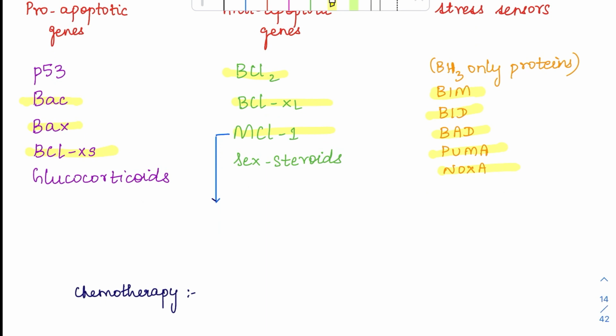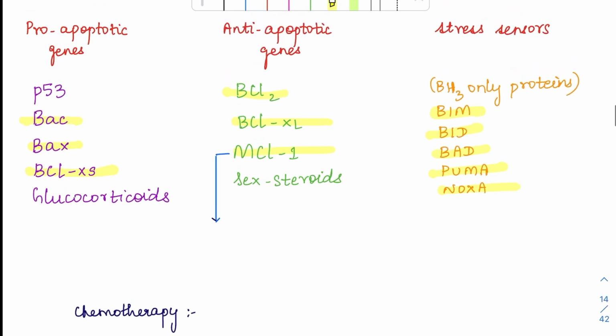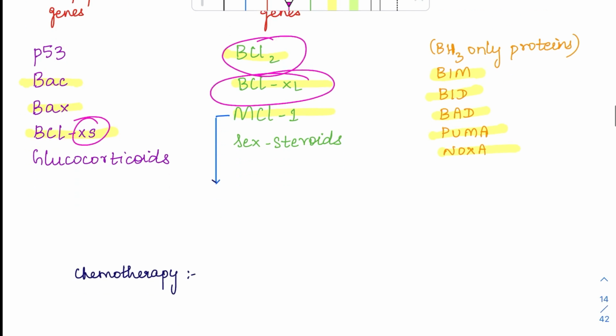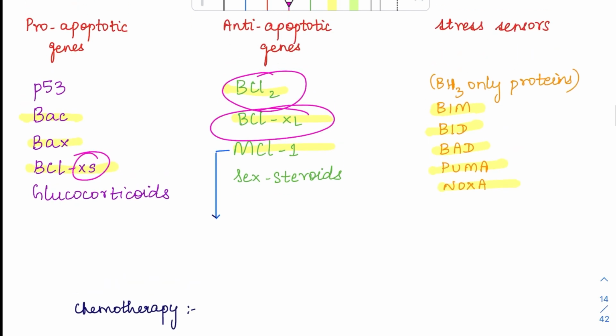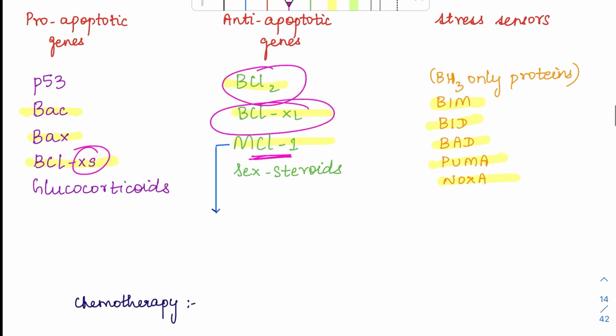So you'll have to remember these. Remember it like this: BAK and BAX resemble each other, right? And all the BCL-related genes are usually anti-apoptotic except for BCL-XS, which is a pro-apoptotic gene. The other BCLs, BCL2 and BCL-XL, are anti-apoptotic. And other than that, anti-apoptotic again, you have another one, MCL1.